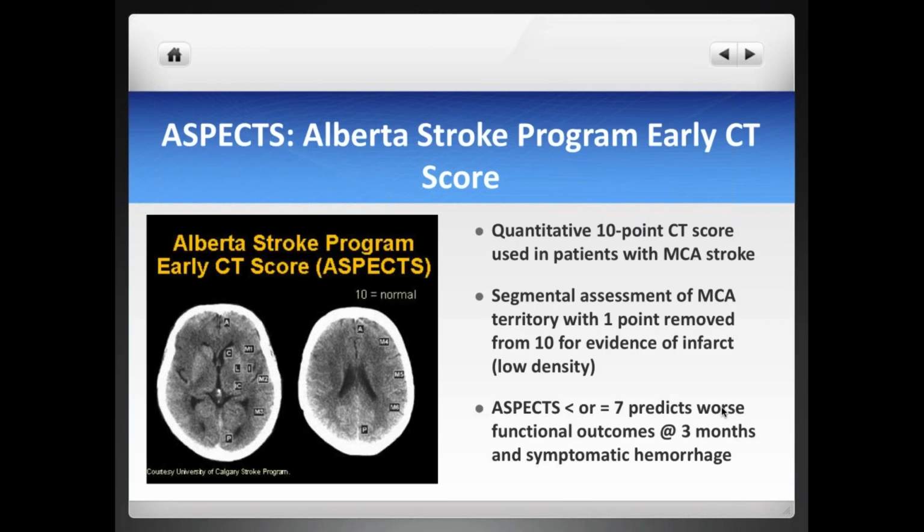A very important scoring system that has been used for a few years is the ASPECT score, which is the Alberta Stroke Program Early CT score. Not so commonly seen in the radiology literature, but very commonly seen in the vascular neurology literature. So most stroke neurologists are going to be very, very familiar with this. And it's a very important tool to use when we are triaging patients and determining whether a patient could benefit from revascularization.